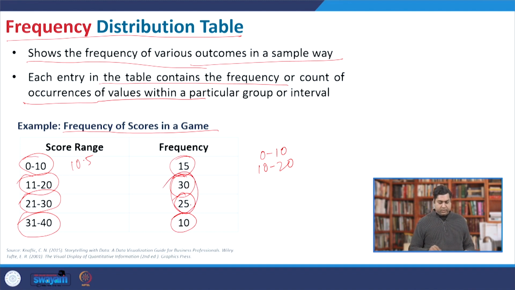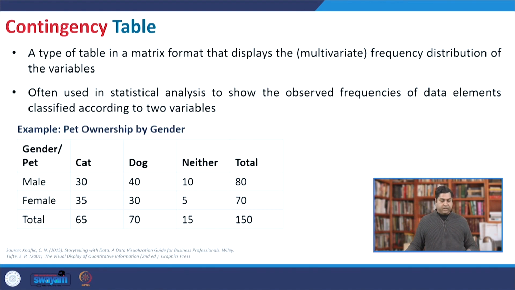30 or 25 gamers have a score from 11 to 30. So, 11 to 20 is 30 and then 21 to 30 is 25, whereas 15 such gamers scored within 10, or maybe up to 10, as per this particular data, and then only 10 gamers were able to make the score from 31 to 40. So, this frequency table is also very important, and depending on your research need you can use it effectively.